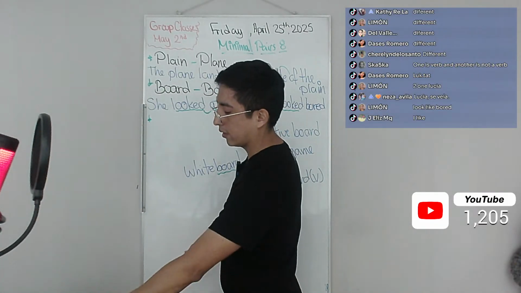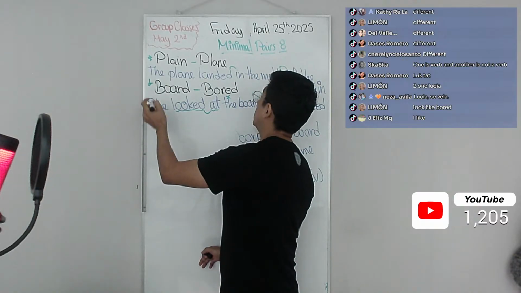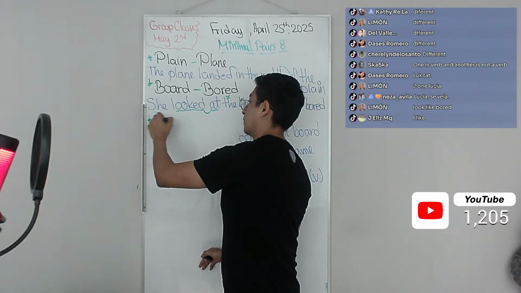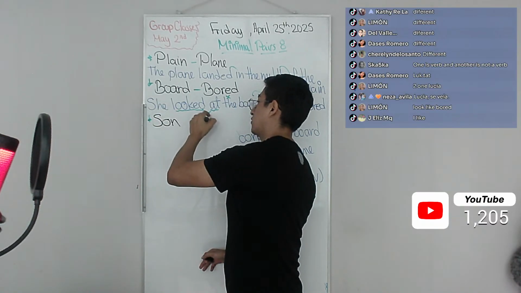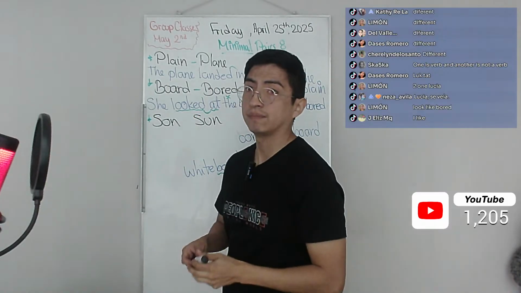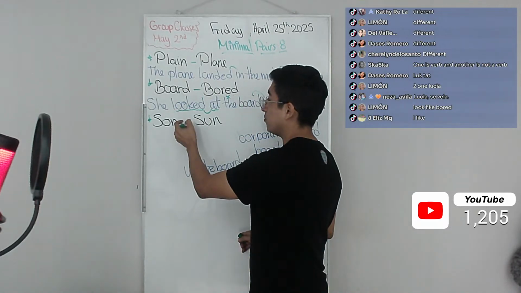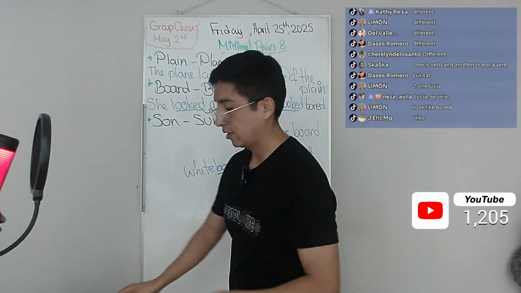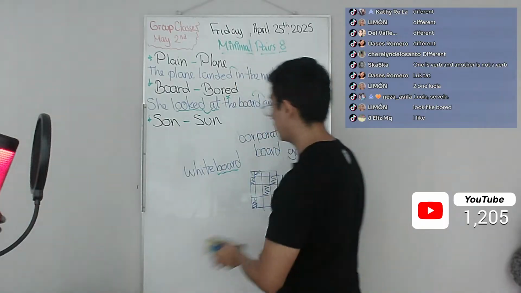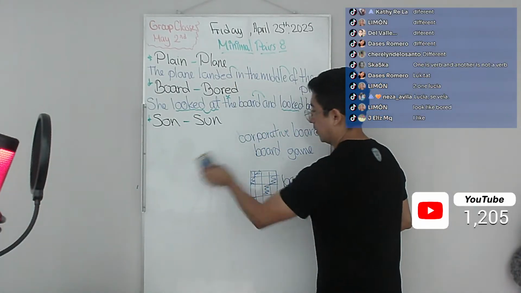Well, let's continue with pair number three. In this case, it is sun and son. What do they mean, guys? These are two basic words. Sun and son. What do you think? What do they mean?